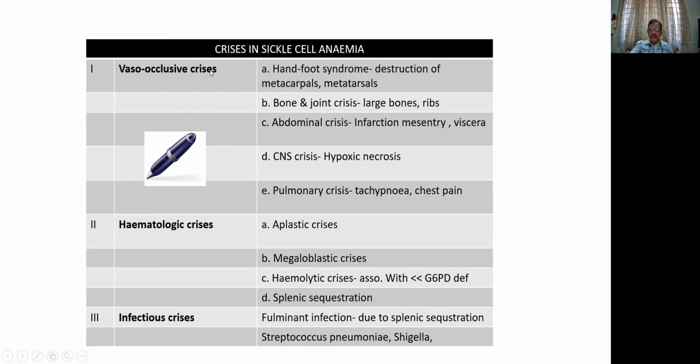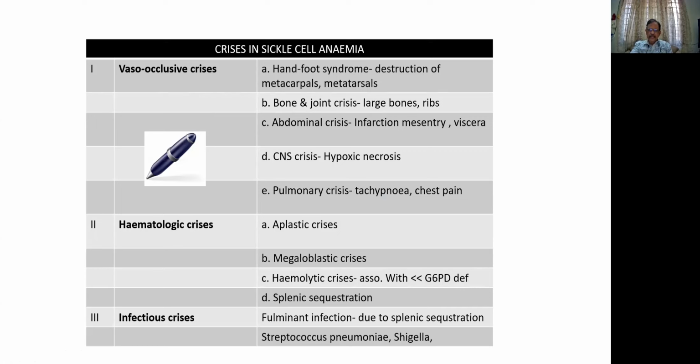One is a vaso-occlusive crisis, hand-foot syndrome. The vessels in the region of the metacarpals or the metatarsals are very narrow, but still the normal RBC can pass through them, while the sickle cells cause obstruction. Because of that, the patient has excruciating pain, sometimes even necrosis of the bone. Bone and joint crisis occurs in the large bones as well as the ribs.